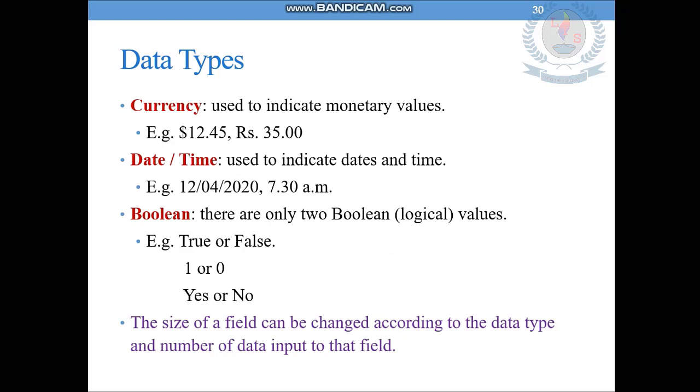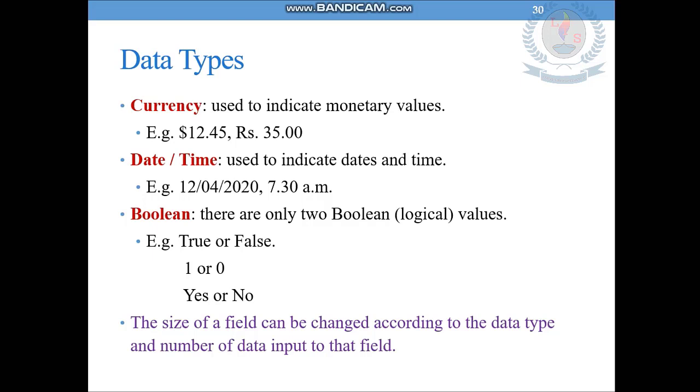Then the next data type is currency. That one we can use to indicate monetary values like $12.45 or 35 rupees. If you are going to store this kind of data inside the table, you can use the data type currency. Then date and time will indicate the date and the time. Boolean is the last data type I am going to discuss.